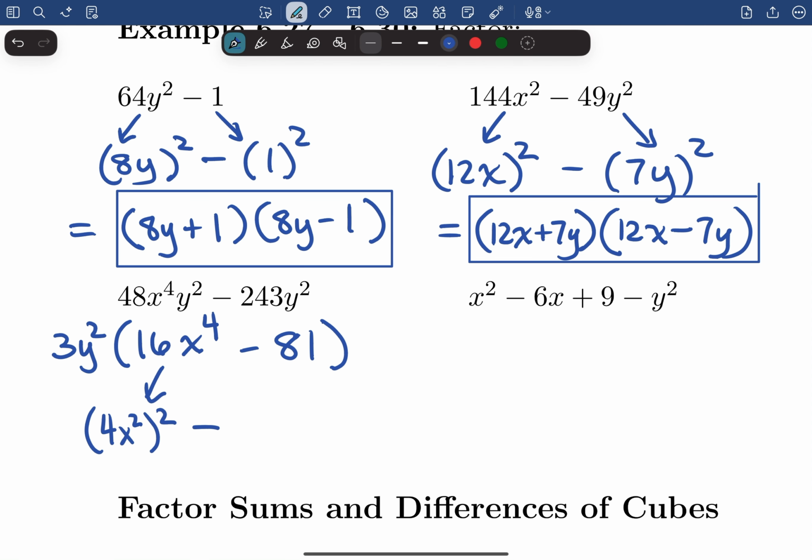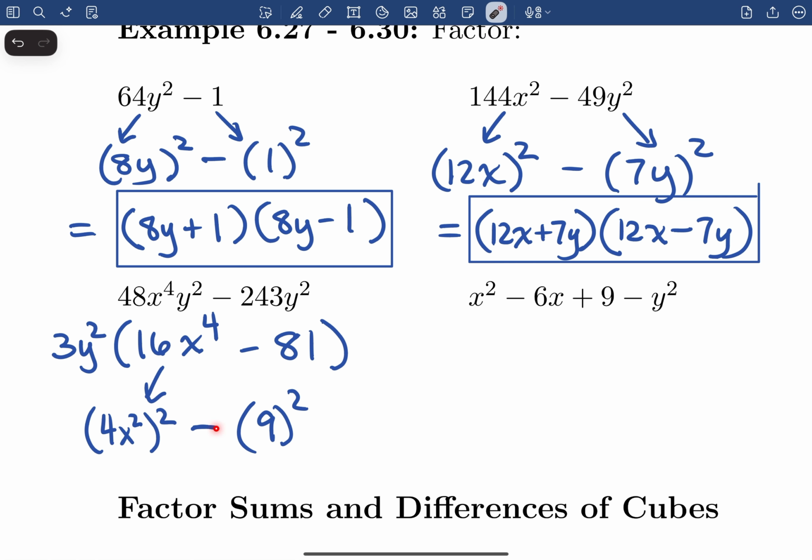And then I see this minus sign, and then this is easy. 81 is just 9 squared, right? Okay, so I see the difference of two things that are squared. And so I can write my final answer.